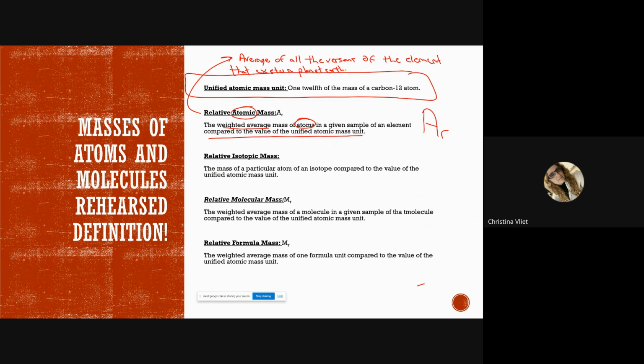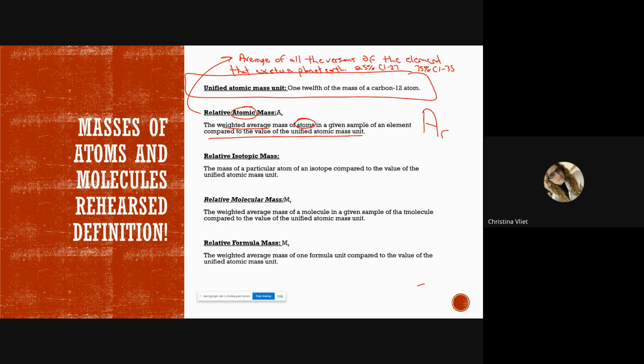On our planet, in a sample of whatever element you have, a certain percentage of different isotopes. For example, one that I remember off the top of my head that you'll need to know later this year is that 25% of all the chlorine on planet Earth is chlorine-37, and 75% is chlorine-35. What does that mean?